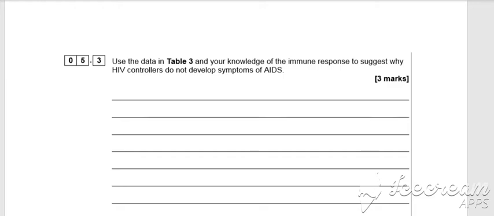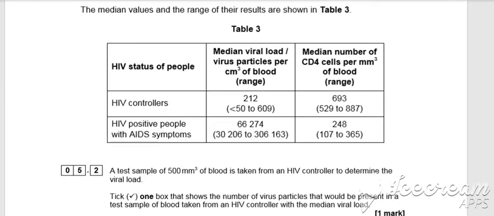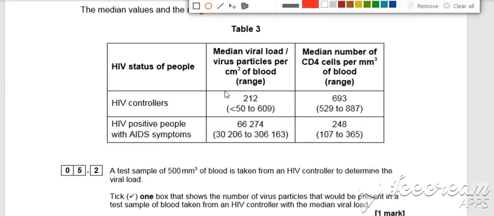Question 5.3 asks us to use the data in Table 3 and our knowledge of the immune response to suggest why HIV controllers do not develop symptoms. So the first thing we need to do is look at the data and use it. So we can state from our table that the HIV controllers have a much lower viral load than the HIV positive patients, and they have a much higher number of CD4 cells, which are the T helper cells. So therefore we're going to use this data in our answer.